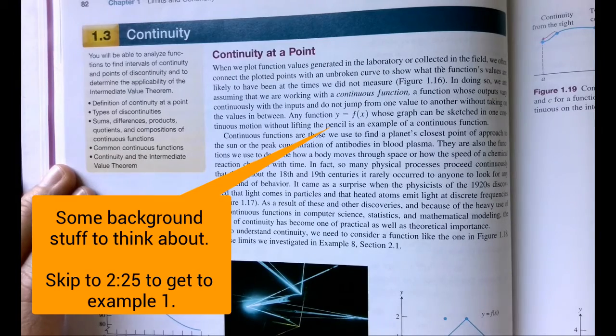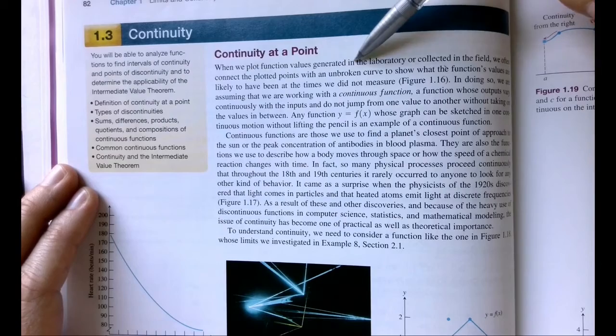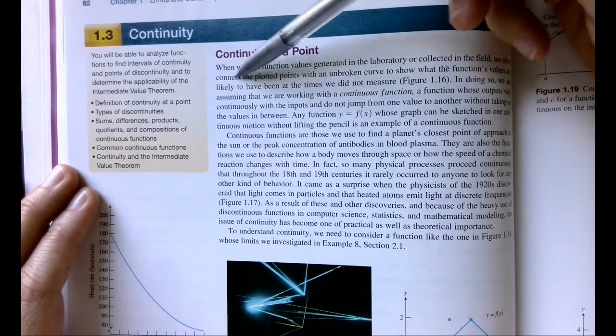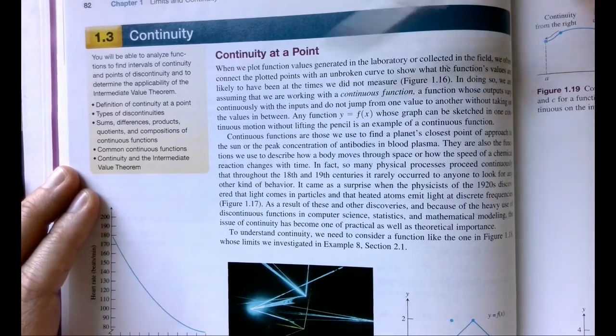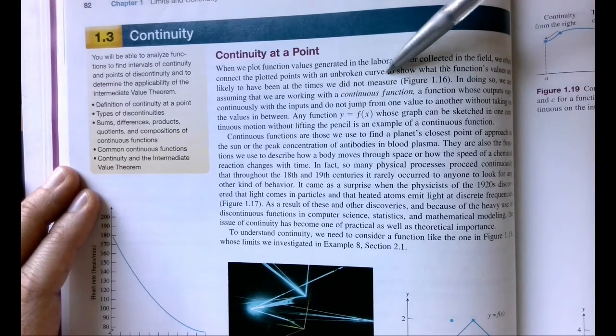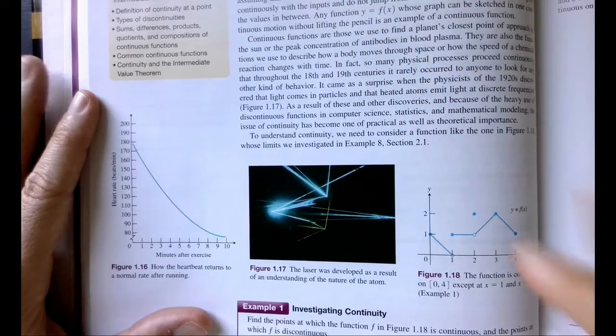Let's talk about continuity. So, when we plot function values generated in the laboratory or collected in the field, we often connect the plotted points with an unbroken curve to show that the function values are likely to have been at the times we did not measure. So here's an example in figure 1.16. Okay, normally we connect them.